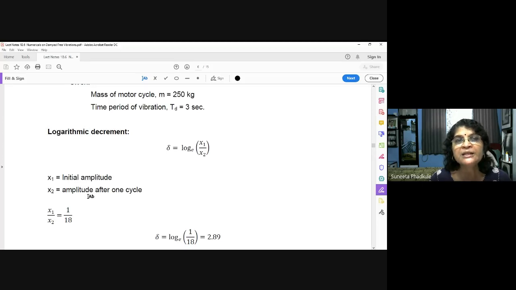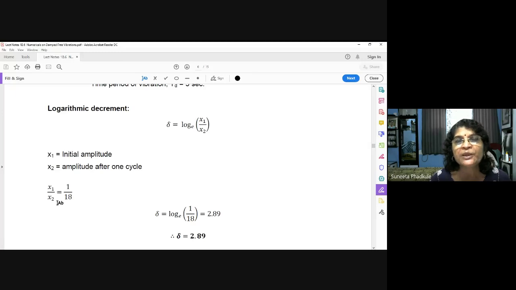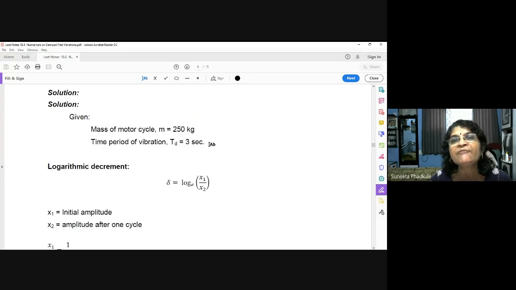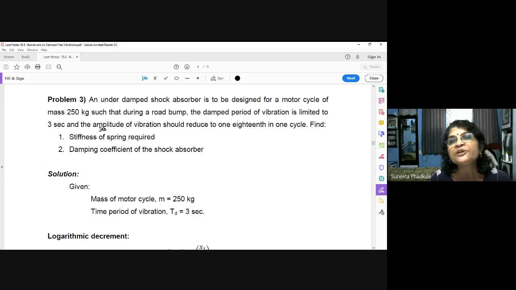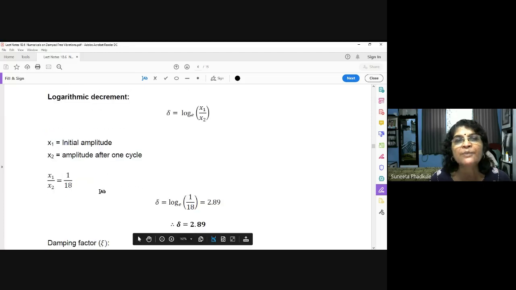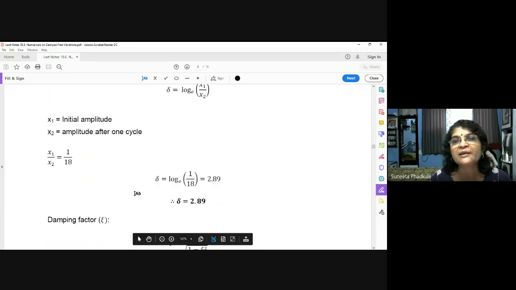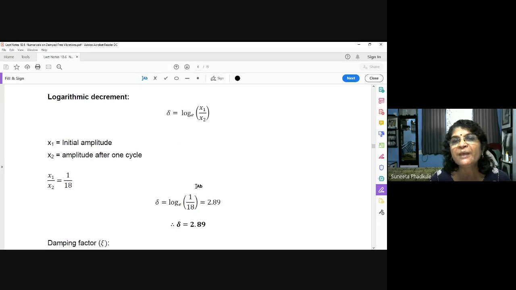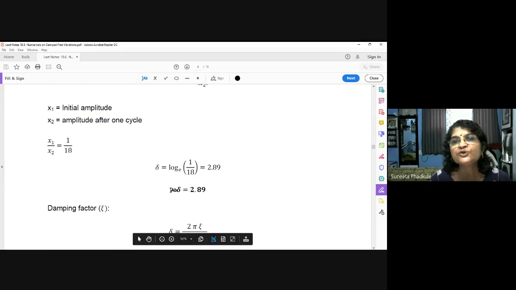Now let us see what the values of x1 and x2 are. It is directly given that the amplitude of vibration should reduce to 1/18th in one cycle. Meaning x1 upon x2 is directly given as 1/18. If x1 is 1, then x1 upon x2 is 1/18th. This is the amplitude reduction in one cycle. So put the value of x1 upon x2 here, that is 1/18, and you will get delta, that is 2.89.